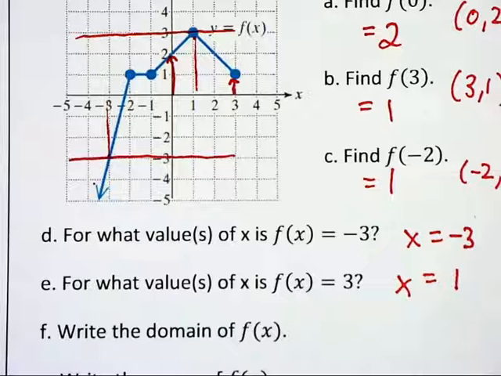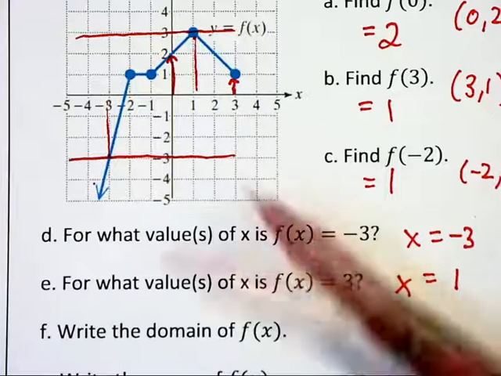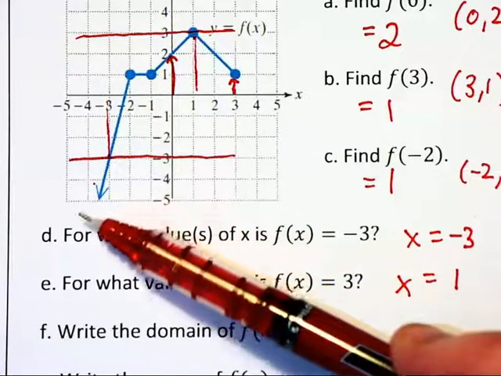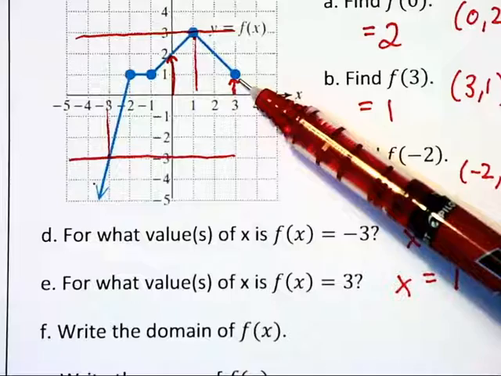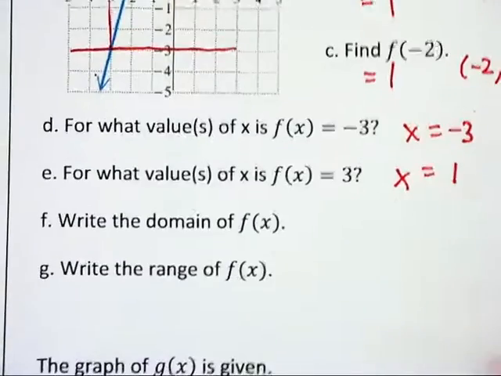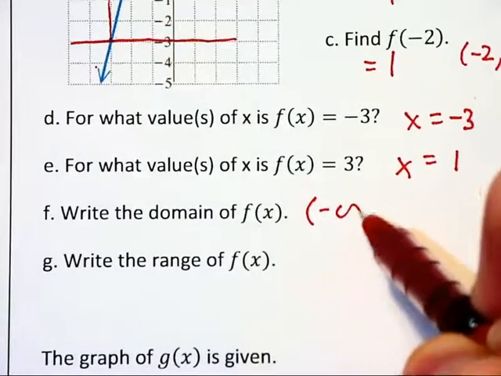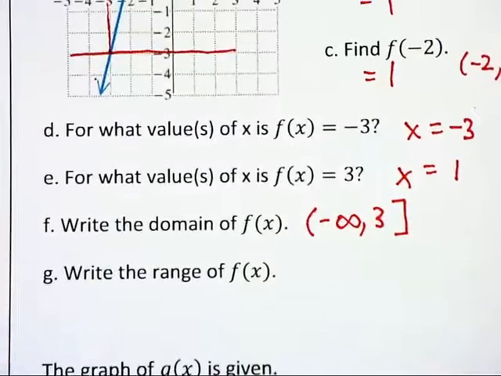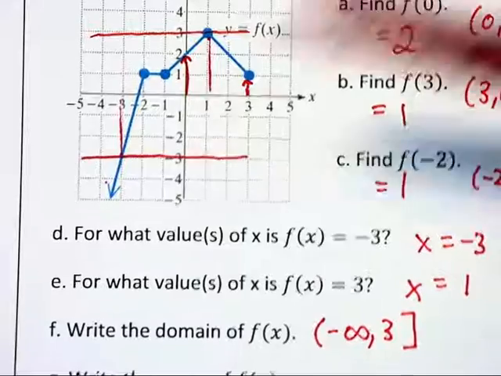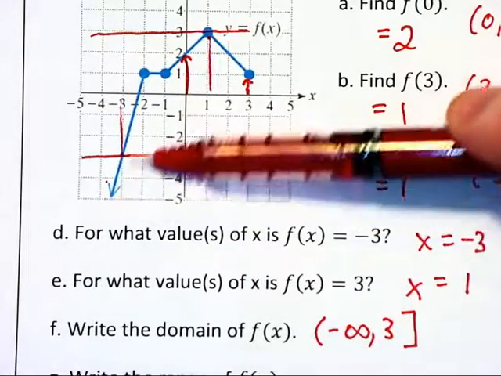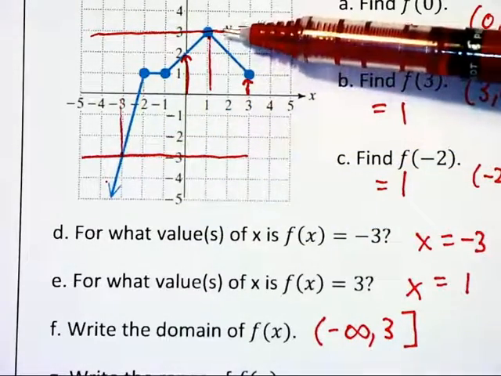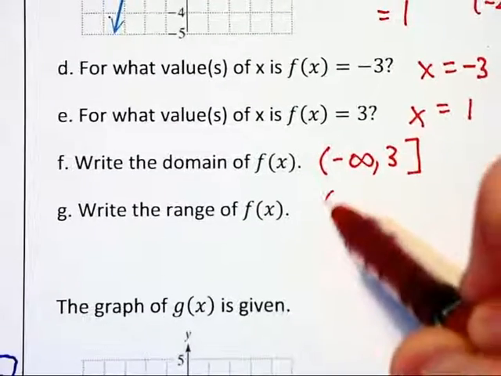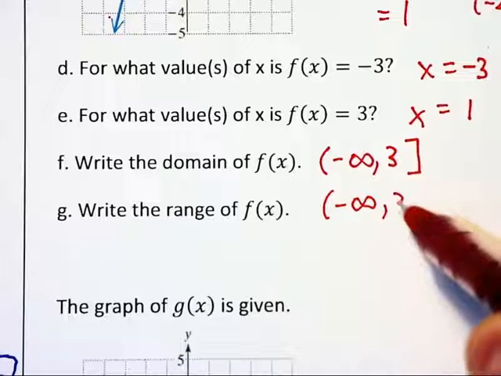Now what is the domain of this graph? Well, we look at it and it extends forever as it's going downward to the left, but it has a right endpoint of 3. So our domain will be from negative infinity up to and including 3. What is the range? Well, it goes down forever, there's no gaps along the way, and it has a maximum value of 3. So the range will also be from negative infinity to 3.